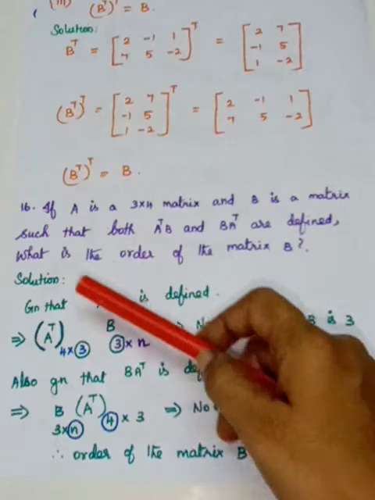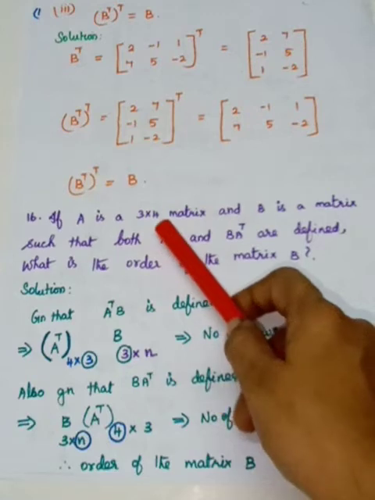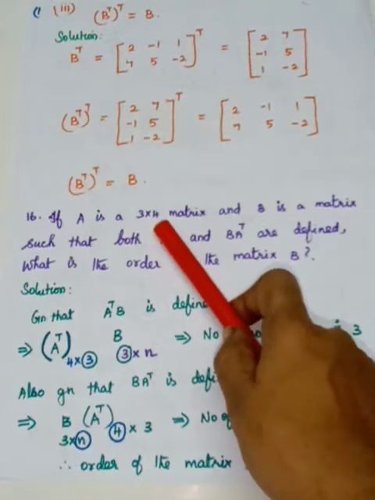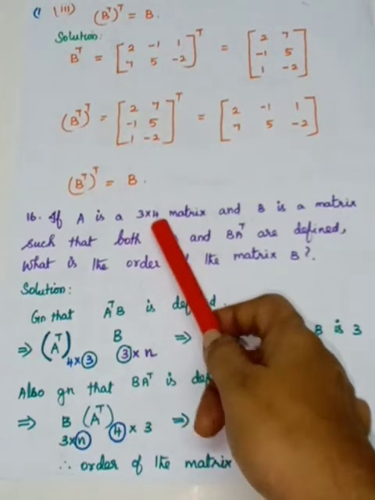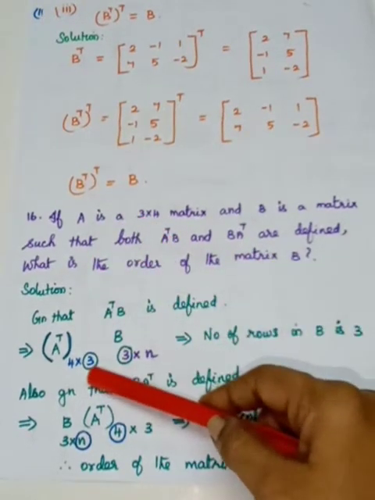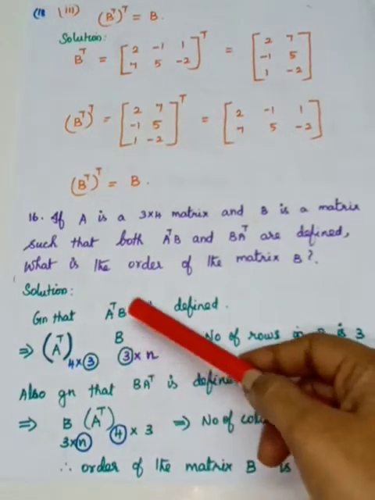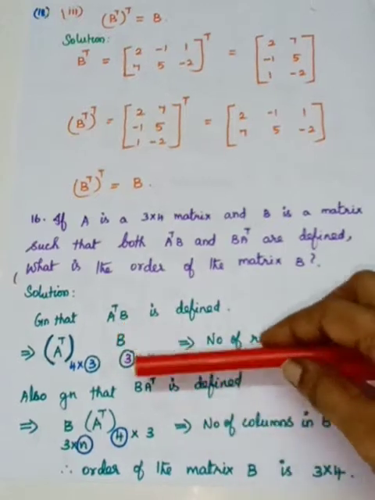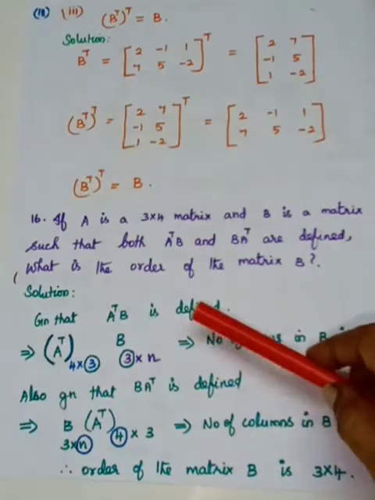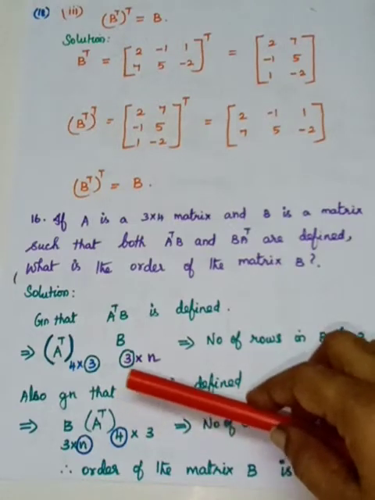Okay, so A transpose. What is the order of A transpose? A is a 3/4 matrix. So A transpose means what you have to do? Transpose means interchanging rows and columns. So the 4 columns will come as rows and the rows will become columns. So A transpose order is 4/3, into B. We don't know the order of B, but A transpose B is defined, so we can multiply these two matrices according to the rule of matrix multiplication.